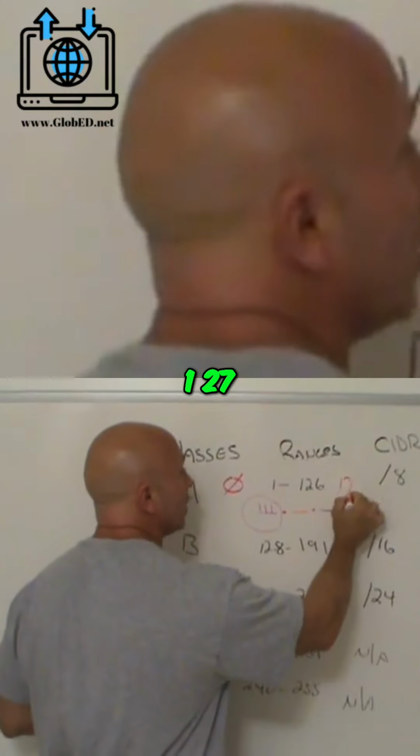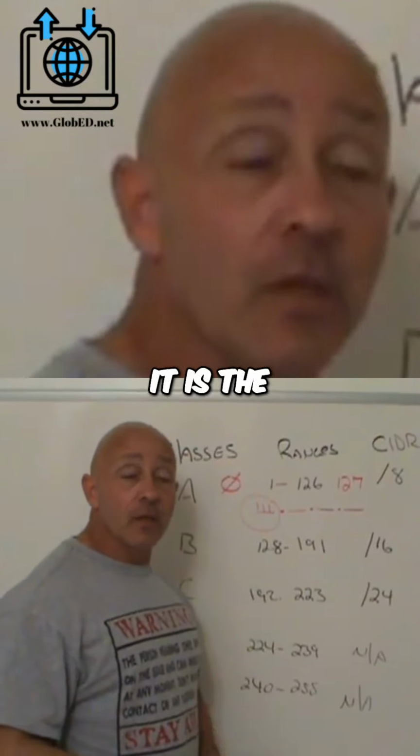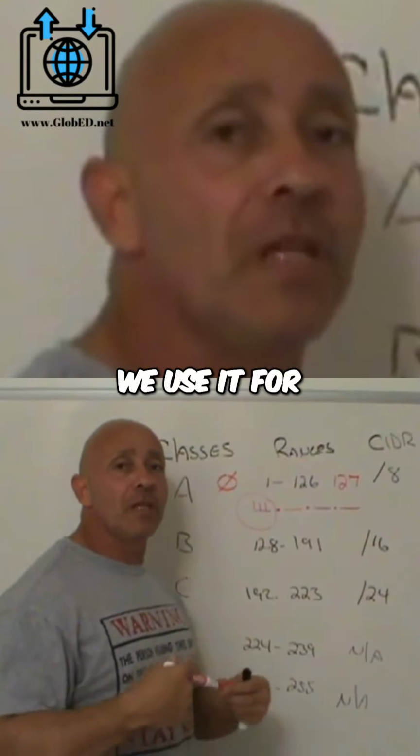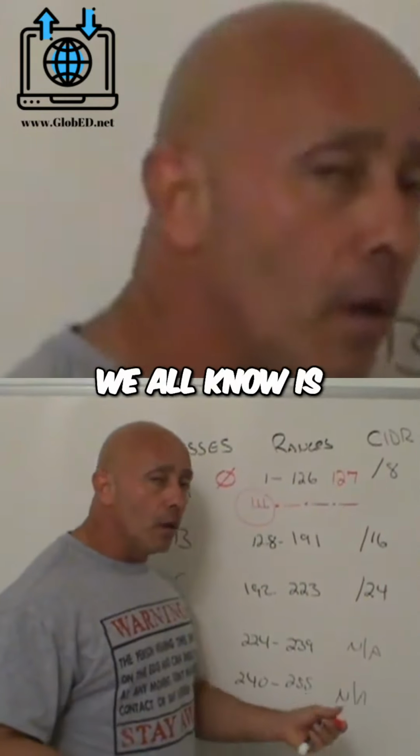What happened to the 127? Okay? 0 is reserved. It is the universal gateway. We use it for default routes. Therefore 0 is not used. And 127, we all know it's a loopback.